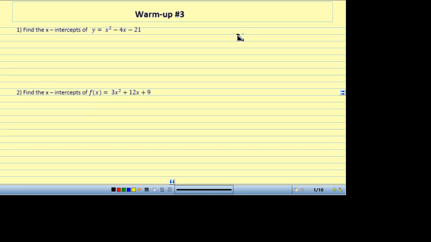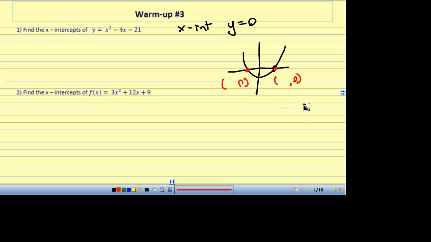So remember that x-intercepts have a y that is equal to 0. The reason is, for instance, if I have a parabola right there, I got an x-intercept right here and an x-intercept right here. My y value is at a height of 0, and it's at a height of 0. So for my x-intercept, your y is equal to 0.